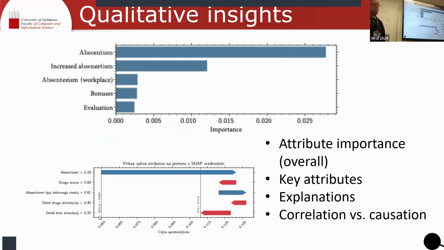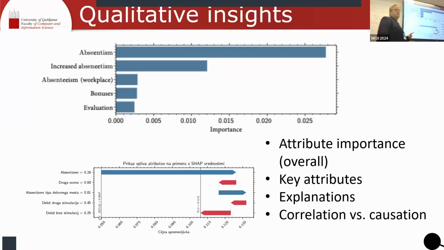So these were quantitative results, which were not very promising. But for the company, much more interesting were these qualitative insights. For example, the current year's absenteeism is by far the best indicator for the next year's absenteeism. This is something that we probably all expected. Then there are some other things, like absenteeism for a certain workplace or work position, which also makes sense.